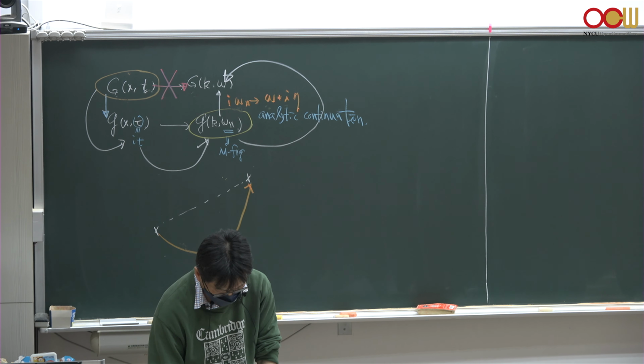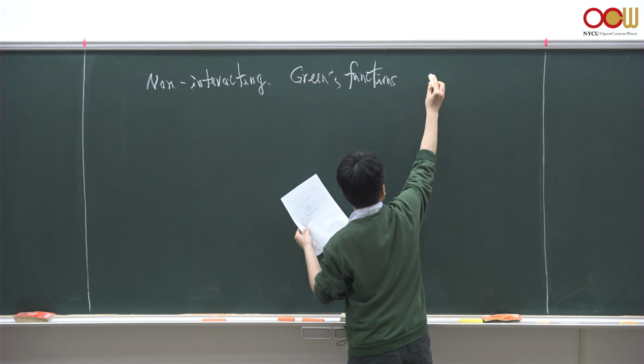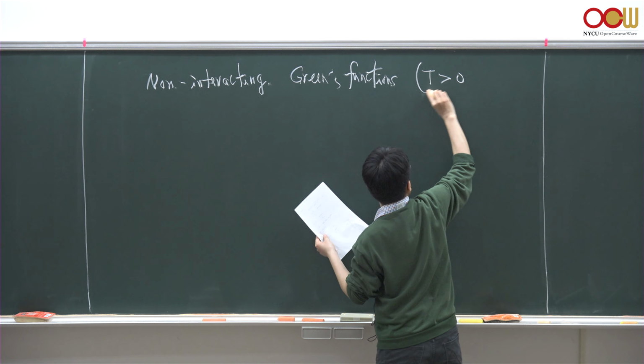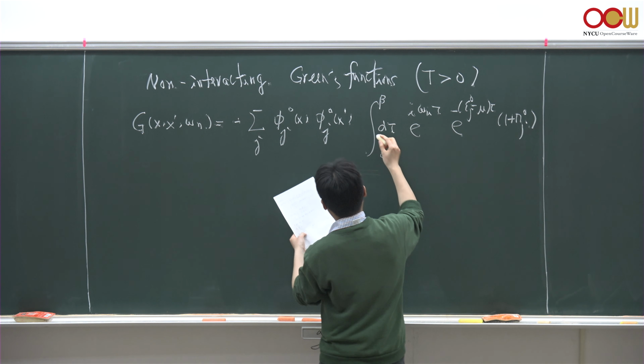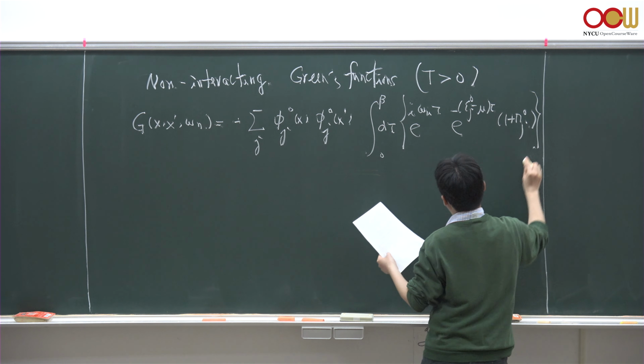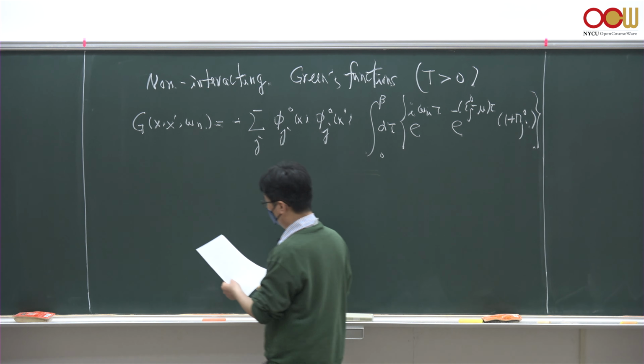So let's just look at this very simple example of non-interacting Green's functions. Of course, at finite temperature. So let me just write down these formulations. You could check your references and textbooks. Anyway, we will come back to this later. So when we talk about the non-interacting Green's functions, here I simply summarize the result.